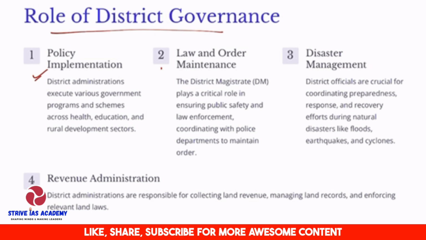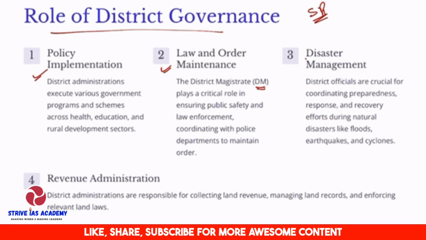Now, second is law and order maintenance. In each district, maintenance of law and order becomes important, and all the law and order commands will be issued by the district magistrate. And there is an SP who is directly responsible to the DM.